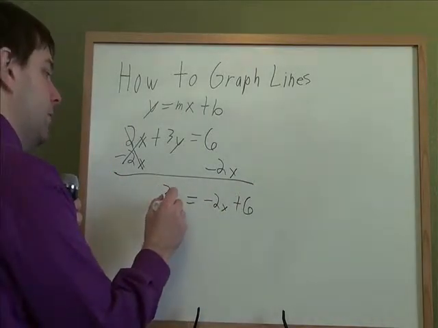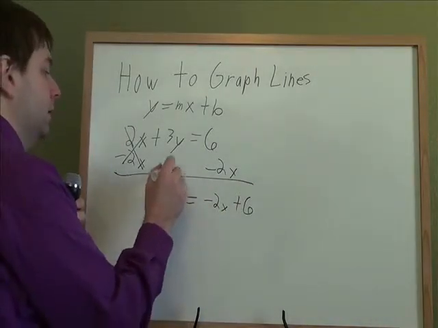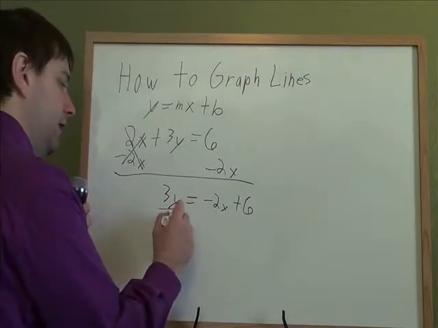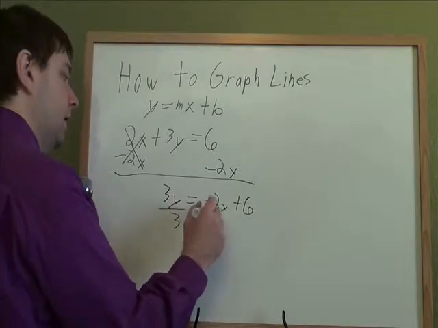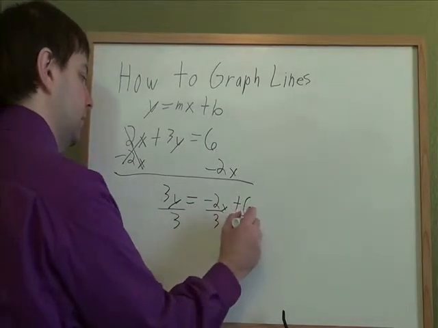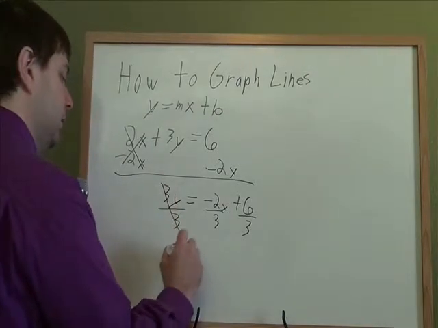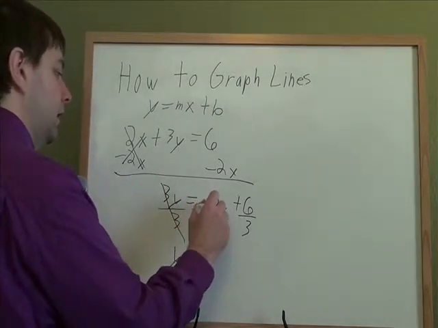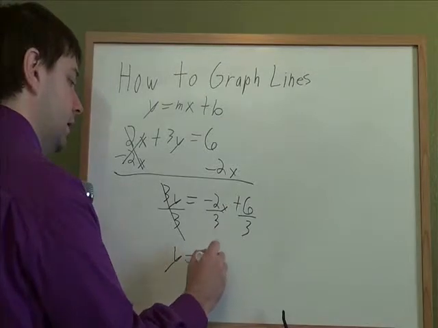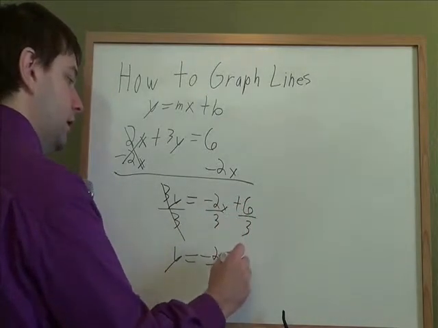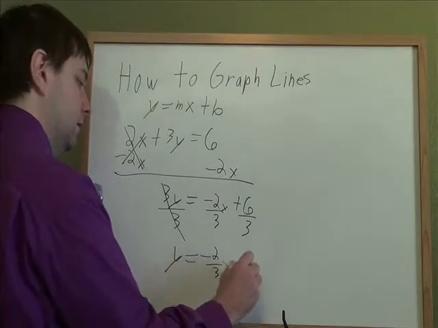And now you've got 3y. How to get y by itself? You have to get rid of the 3. To get rid of a times 3, you divide by 3. Remember, when you divide, you do that to every single term. 3y over 3 is just y. Negative 2x over 3, that fraction will stay there. 6 over 3, that divides to be 2.